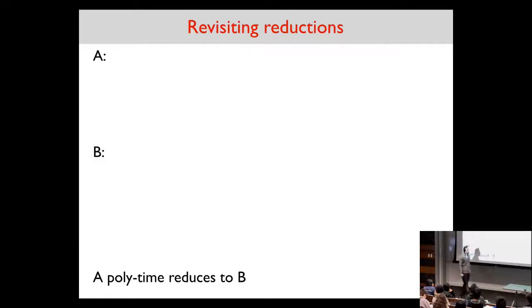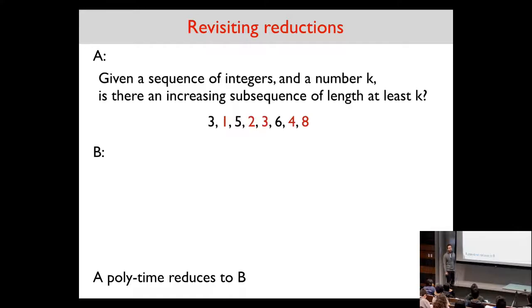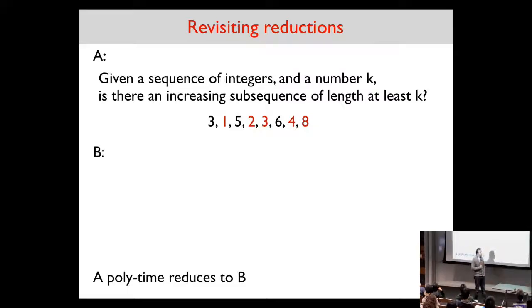Here is another one, again easy, but maybe slightly more complicated. The problem A is now: given a sequence of integers and a number k, is there an increasing subsequence of length at least k? So maybe you're given the sequence 3, 1, 5, 2, 3, 6, 4, 8, and you're trying to see, is there an increasing subsequence of length at least k? These red numbers form an increasing subsequence, right? 1, 2, 3, 4, 8. And you want to know if this is more than some threshold.